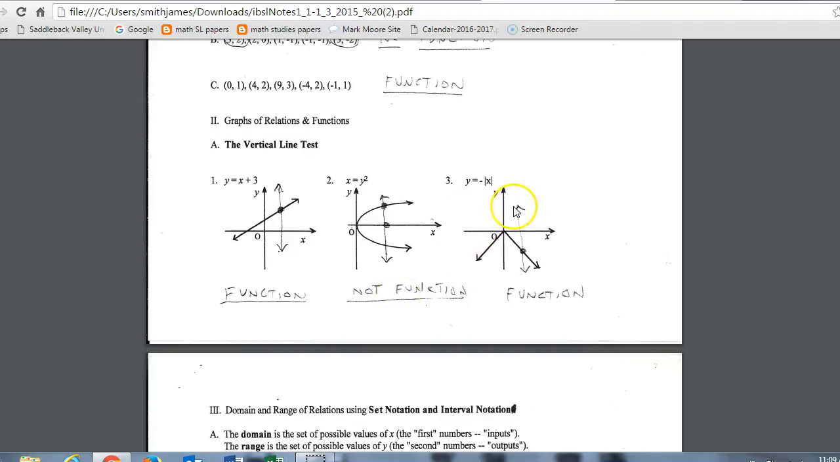And again, just another example with number 3, absolute value graphs. Everywhere on here that I can draw a vertical line would only ever hit this graph once. So I know that it is a function. It passes the vertical line test.